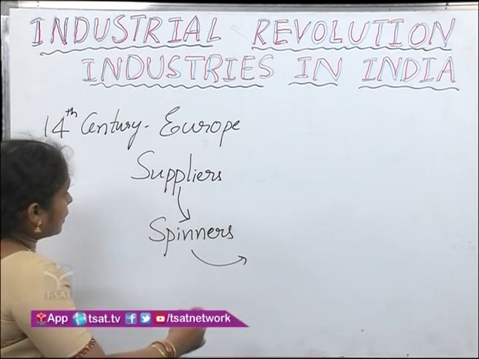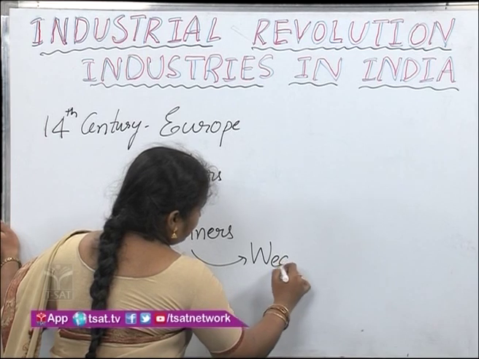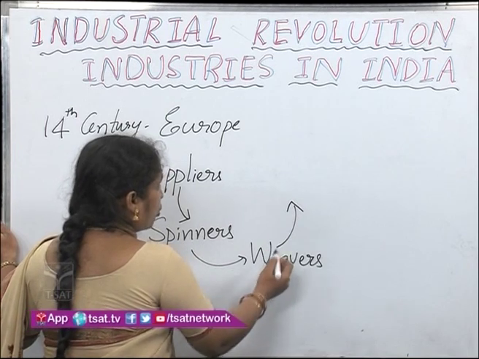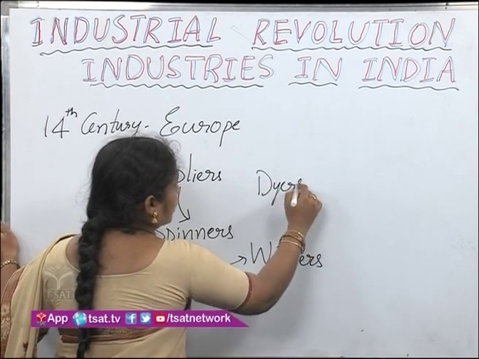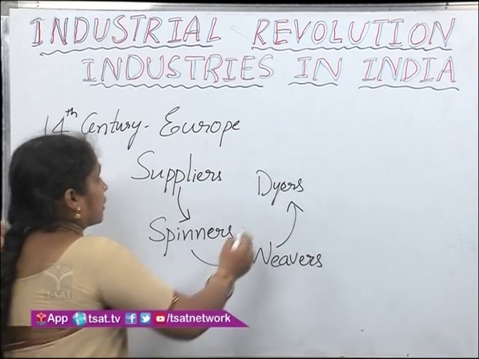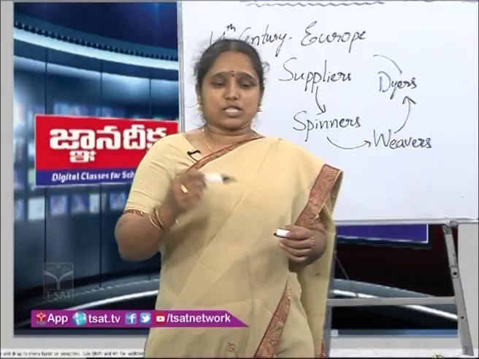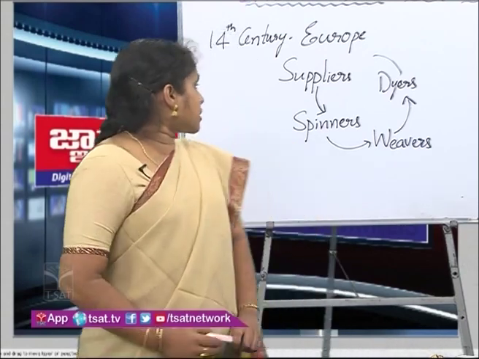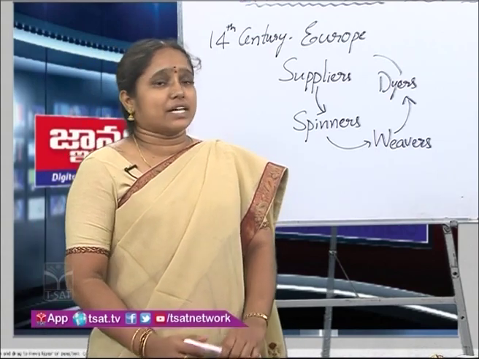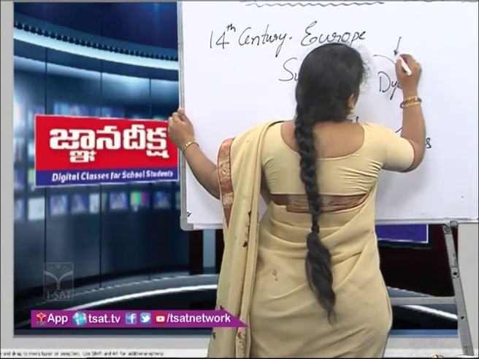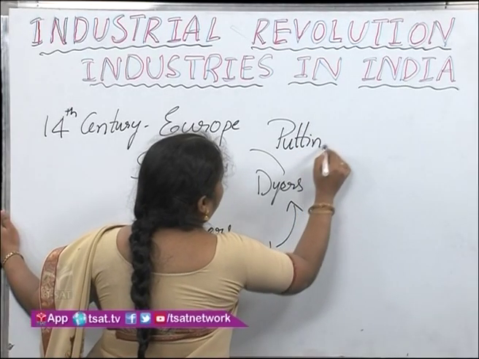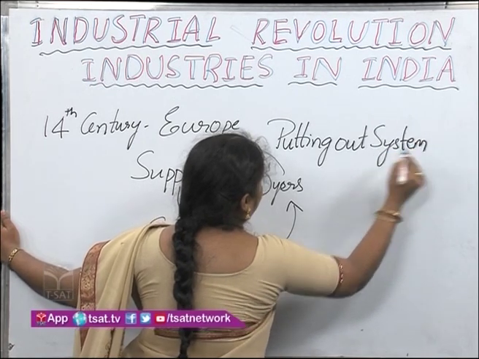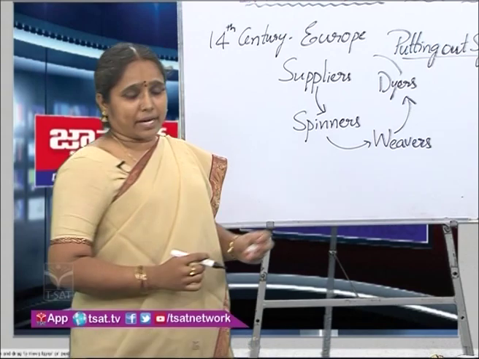From spinners, they used to go to weavers, the people who used to weave cloth. From them, they used to go to dyers, one who colored the clothes. And from there, traders used to get the things packed and send them to other places for sale. So this was all done in different places, and the system was called putting out system. What is the system called? Putting out system. The system in which things are not manufactured in a single place.